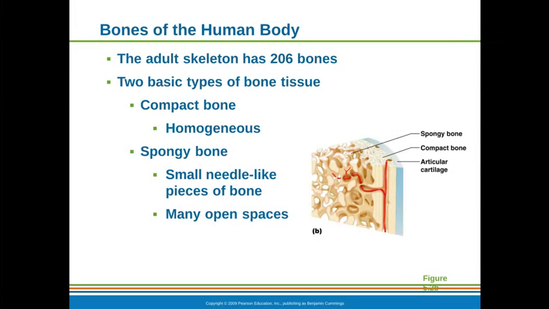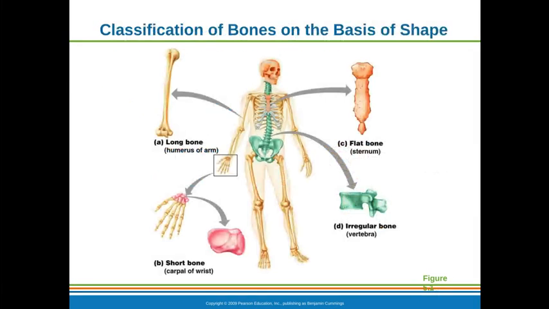So the adult skeleton has 206 bones. We have two basic types, compact and spongy bone. Compact is homogeneous, and spongy bone has small needle-like pieces of bone, many open spaces. We'll talk about the important role in that later in this lesson. So let's talk about the classification of bones.